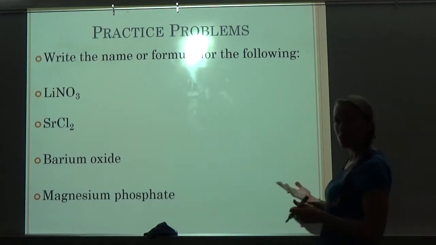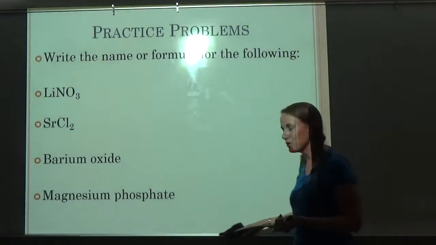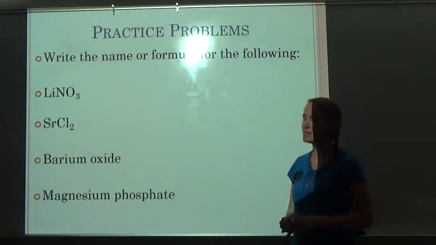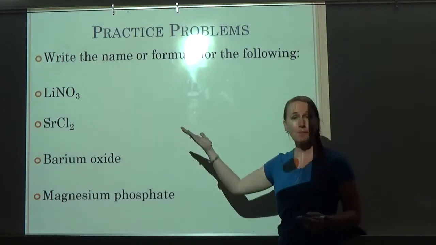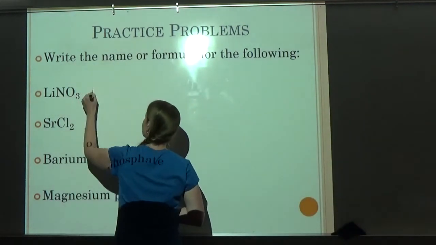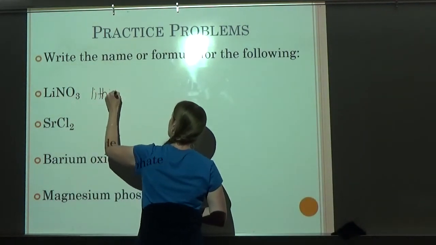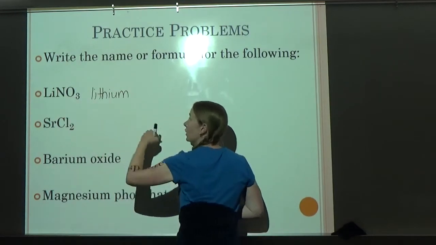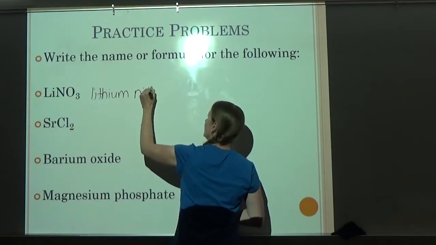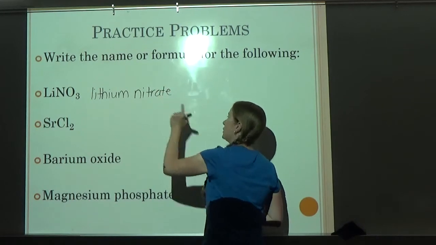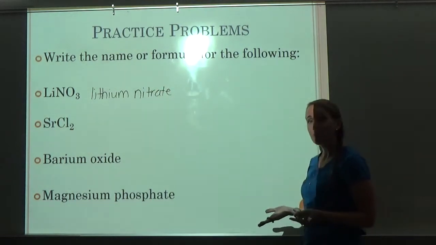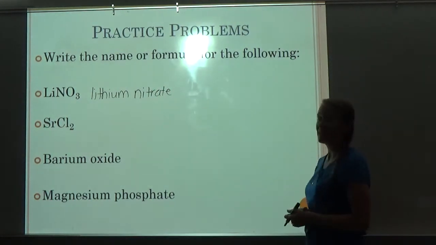Alright, so maybe pause it, try these 4, and then we'll check them together. So I'm going to assume you paused it and tried them. Alright, so our first one, I'm going to name it. Li is lithium. NO3 is on your polyatomic ion sheet. It is nitrate. And so remember, we don't change the ending of a polyatomic ion when we're naming ionic compounds that start with regular metals.